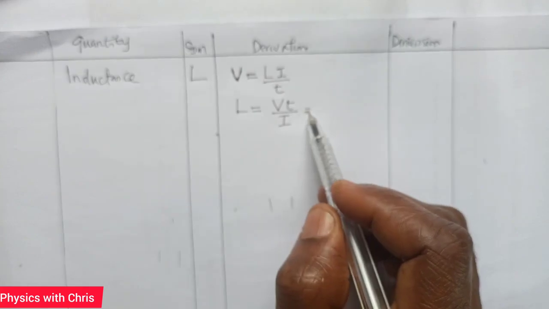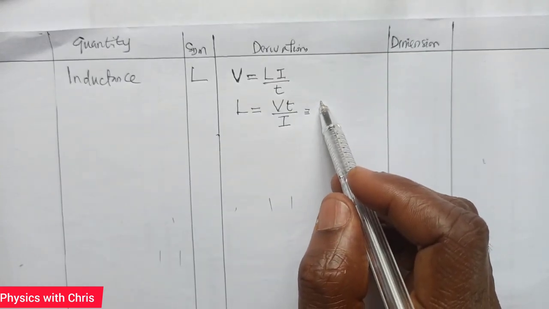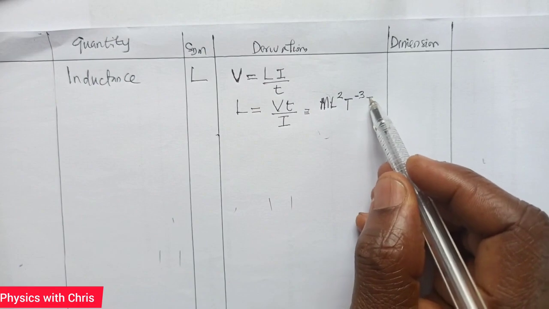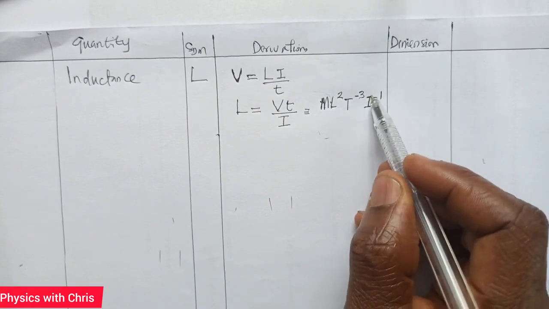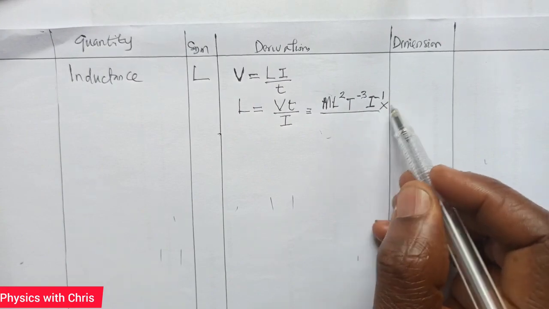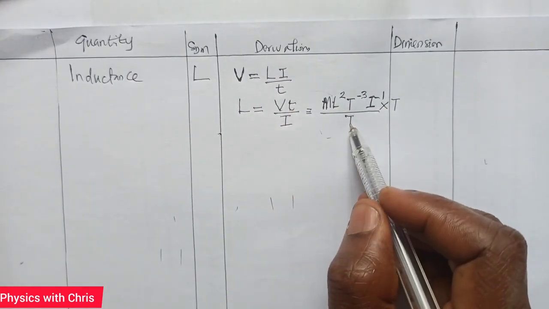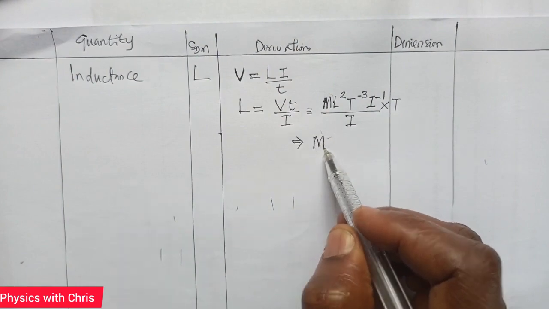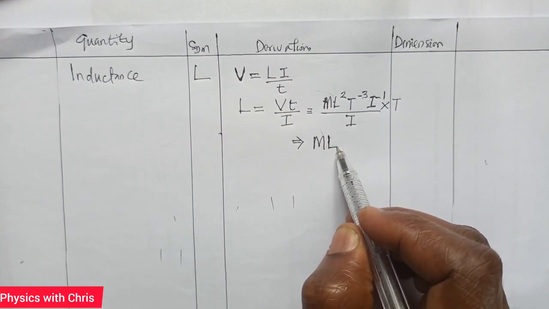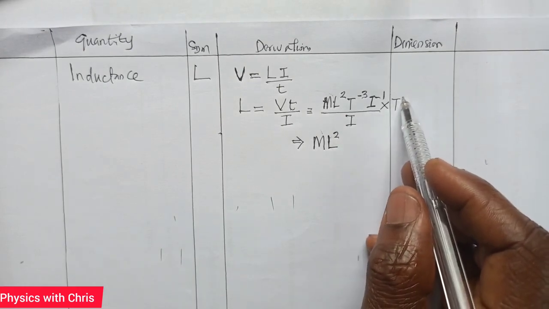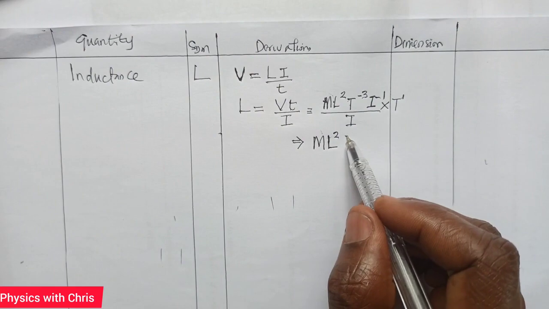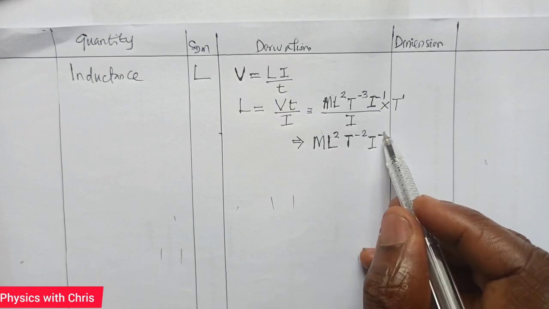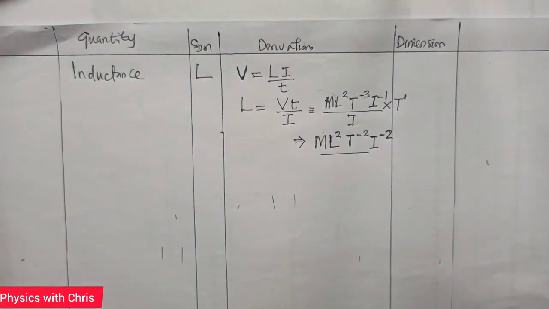So the dimension of potential difference, we've done that before. That gives me m L squared t raised to the power minus 3 and I, current, raised to the power minus 1. Then multiplied by t, which is the time, over current I. So that means the dimension of inductance, if you simplify that further using your law of indices, you have m L squared, now this is t raised to the power 1 multiplied by t raised to the power minus 3. You simplify to t raised to the power minus 2. Then this is I raised to the power minus 2. Okay, this gives the dimension of inductance.